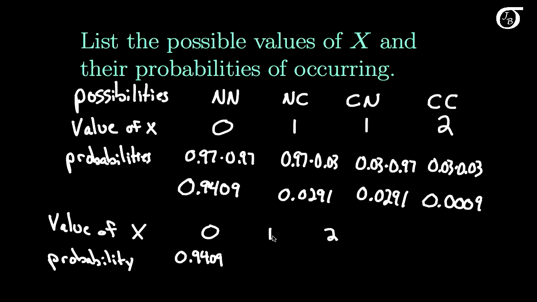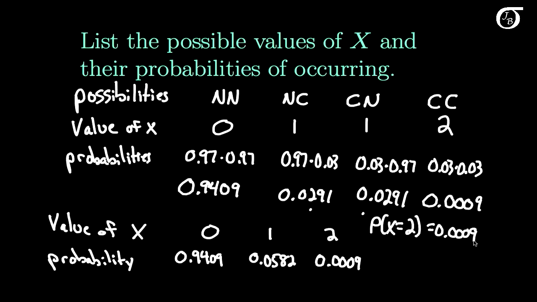This one has a probability, well, 1 happens in these two spots. So this is going to be these two added up together, and we get 0.0582. And 2 is 0.0009. So we might say something like the probability that the random variable X takes on the value 2 is equal to 0.0009. But we might want to just do this in general.